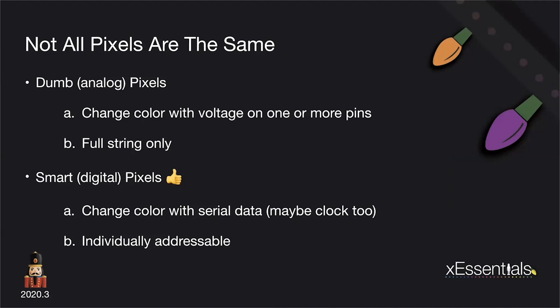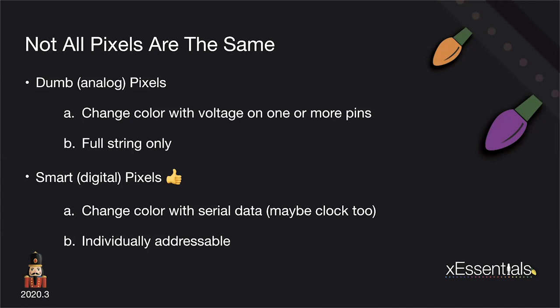There are dumb pixels. They're basically analog pixels. You change the color with voltage on one or more pins, and that controls the entire string. It's like the old incandescent lights. You could have a string of lights that would be on or off. Well, this goes a little bit further. You can have any brightness that you want and any color that you want, but the whole string follows that pattern.